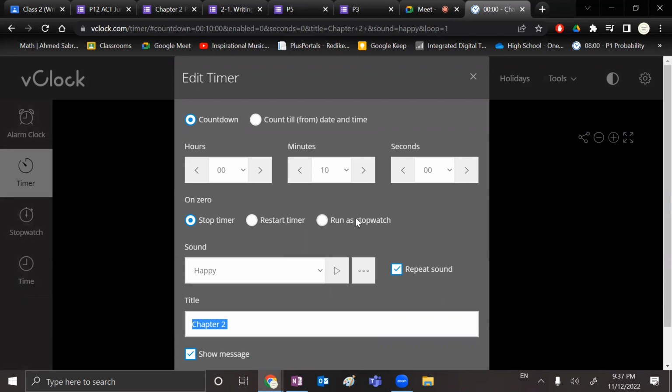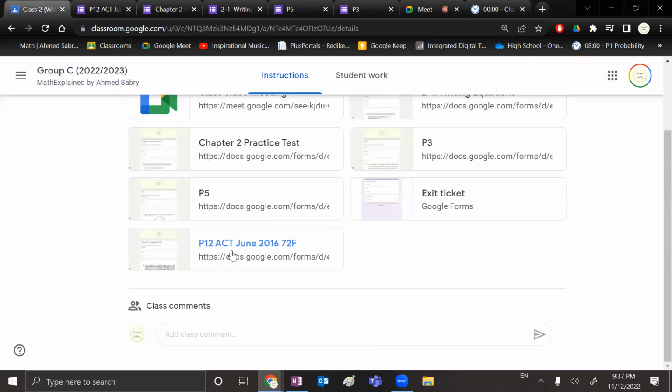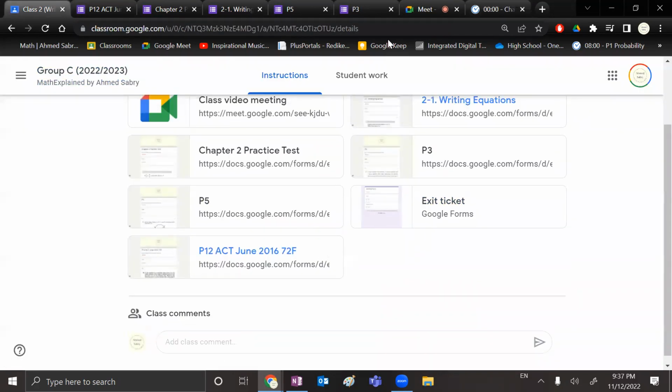Yes, dear. Which one is it? You'll find a form at the very end called P12 ACT June 2016. Just refresh it. You see, here, P12 ACT, under the exit ticket as well.